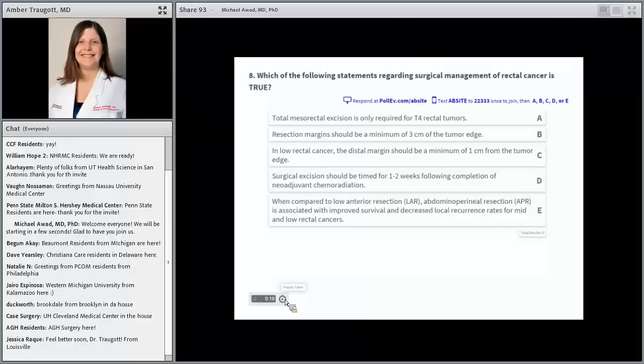A, total mesorectal excision is only required for T4 rectal tumors. B, resection margins should be a minimum of 3 centimeters from the tumor edge. C, in low rectal cancer, the distal margin should be a minimum of 1 centimeter from the tumor edge. D, surgical excision should be timed for 1 to 2 weeks following completion of neoadjuvant chemoradiation. Or E, when compared to LAR, APR is associated with improved survival and decreased local recurrence rates for mid and low rectal cancers.